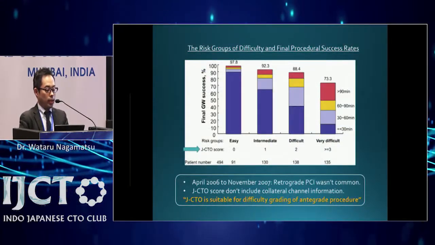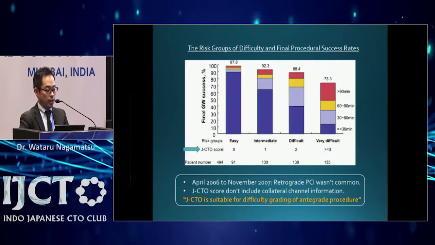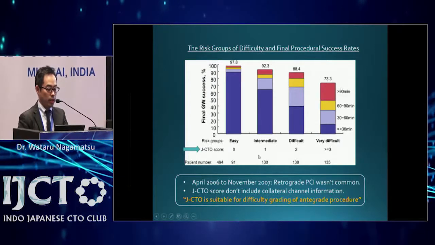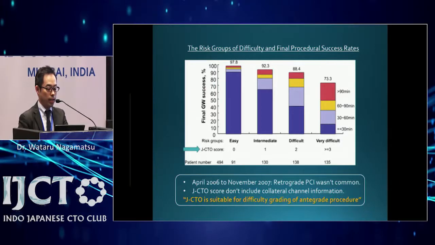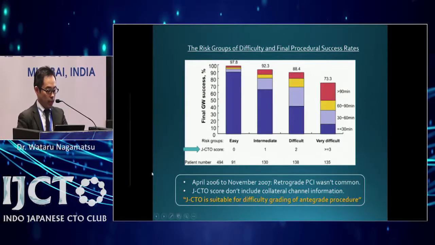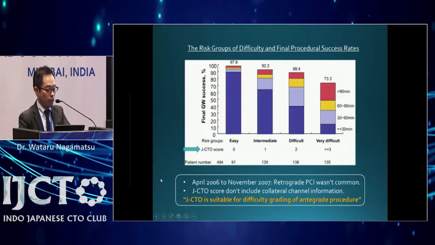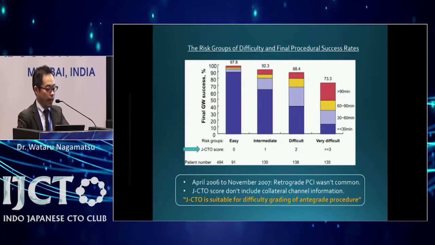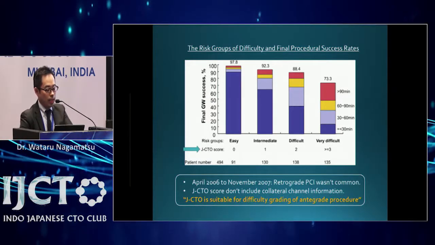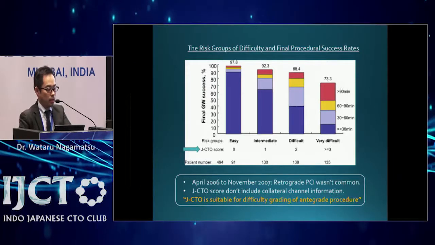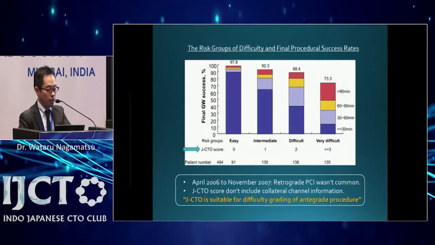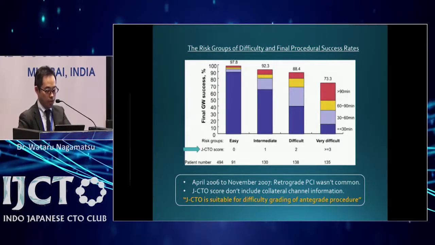This shows the difficulty groups and the final procedure success rate. We can see the tendency: the higher the J-CTO score, the lower the success rate, and we need more time for guidewire crossing. This data was collected from April 2006 to November 2007, an era when retrograde PCI was not common, even in Japan. So the J-CTO score does not include channel information, as I mentioned on the previous slide, and is very suitable for difficulty grading of the antegrade procedure.